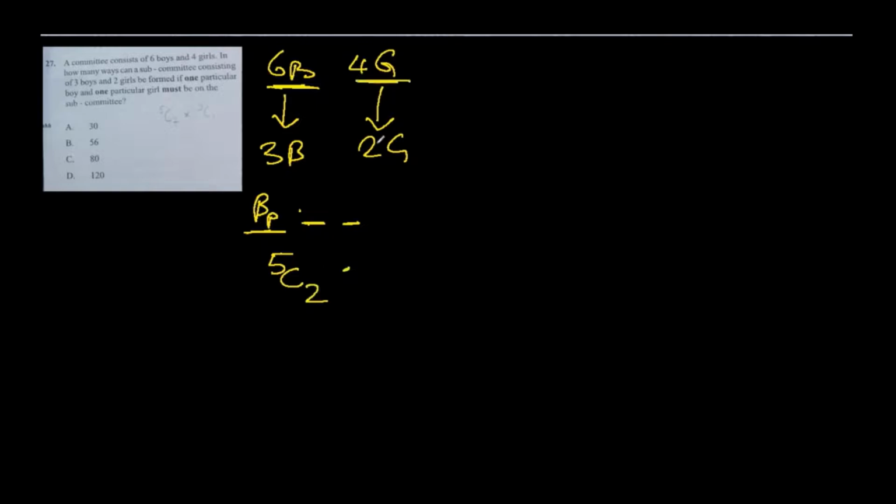Similarly here, from 4 girls, 2 girls are to be selected, but 1 particular girl has already been in the subcommittee now. So we are left with only 1 space to be filled. From 3 girls now, because 1 girl is out. So it will be 3 girls, and we have to select 1. 5C2 is 10. 3C1 will be 3. So answer is 30. A.